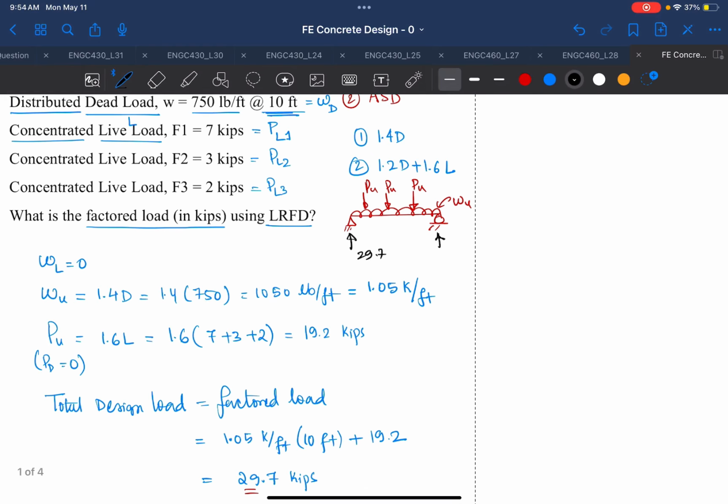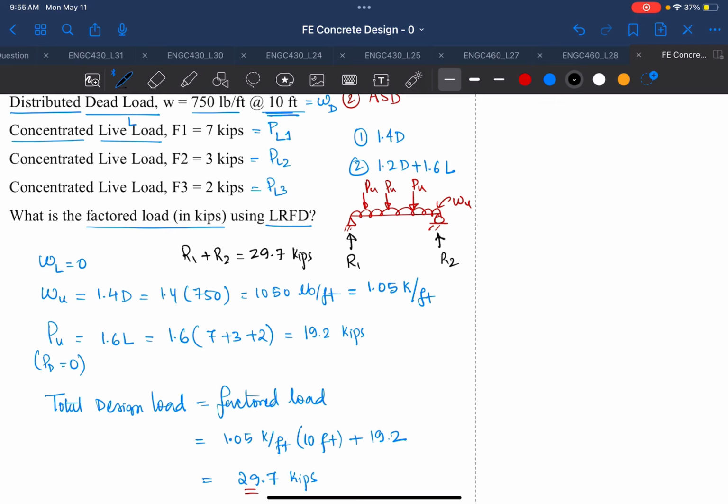We can take the total. This will be R1, R2, and from your structural analysis, the summation of all the forces should be equal to 29.7 kips. Okay, so that's what is meant by total factored load. So, is R1 equal to R2 equal to half of 29.7?